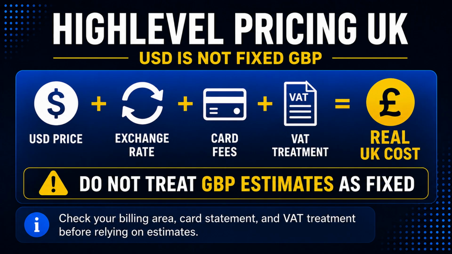For UK users, there are 3 extra things to remember. First, HighLevel pricing is usually shown in US dollars, so your real cost in pounds depends on the exchange rate. Second, your card provider or payment method may affect the final amount you see. Third, VAT treatment can change what the real business cost looks like. So when you see a neat dollar figure, do not treat the GBP version as fixed forever. Use the dollar cost as the base, then check your actual billing area, card statement, and accounting treatment.